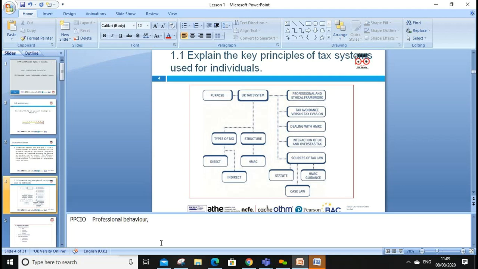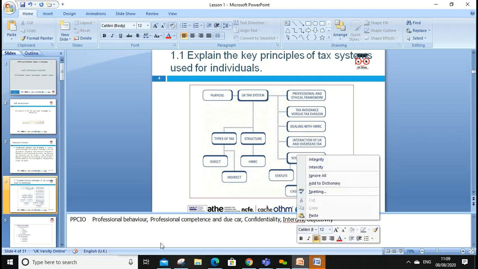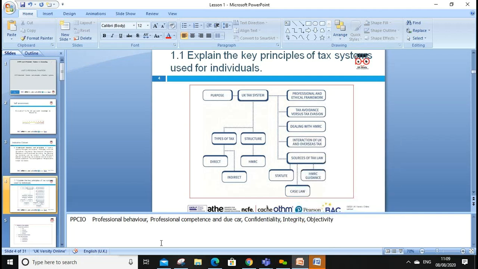So P stands for the first five of the professional code of ethics. First is professional behavior. Always keep your behavior professional. Second is professional competence and due care. And third is confidentiality. And fourth is integrity. And fifth is objectivity.